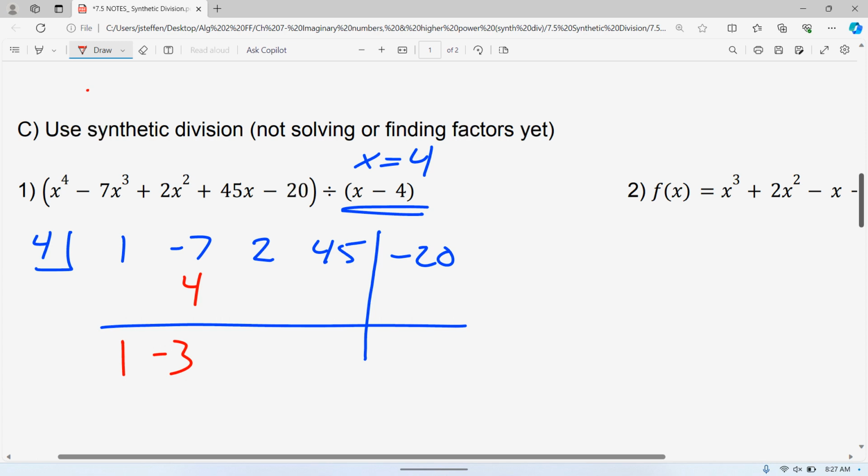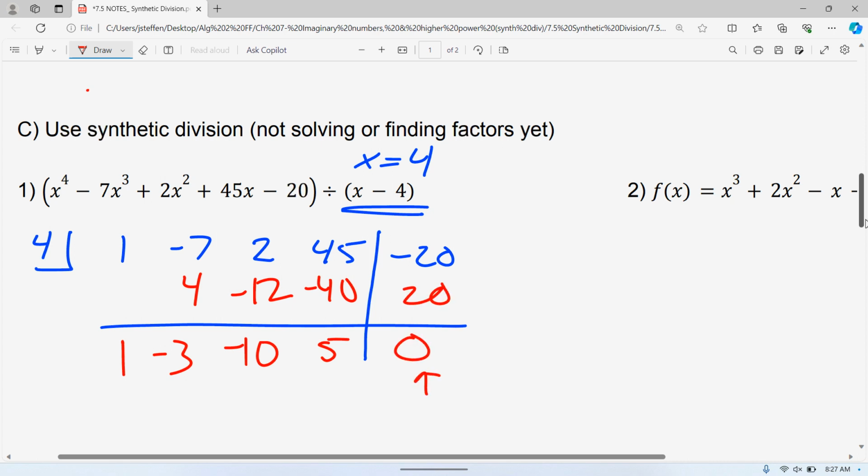So now we have that -3. Take -3 times 4 is -12. That goes up to the next spot. Add those together. Same thing every time. 10 is -40. Add those together. 4 times +20. Add those together, you get 0.